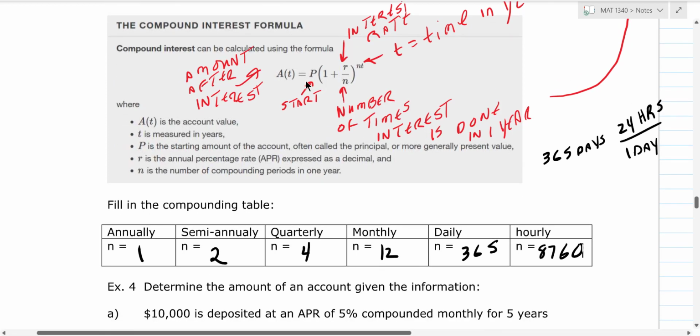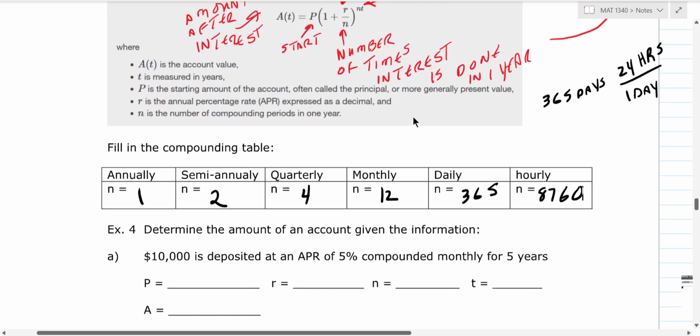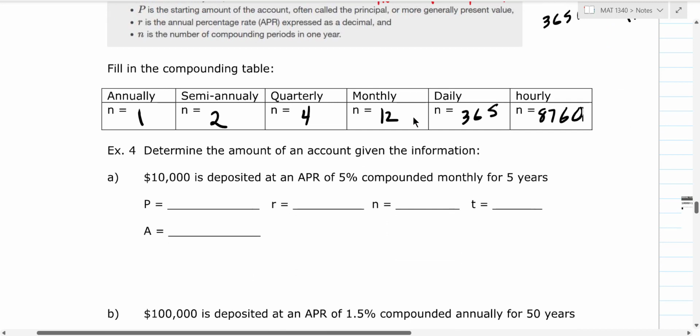What I'm going to show you is basically how to use the compound interest formula. We're not going to do a whole lot with this in this section other than just learn how to use it.